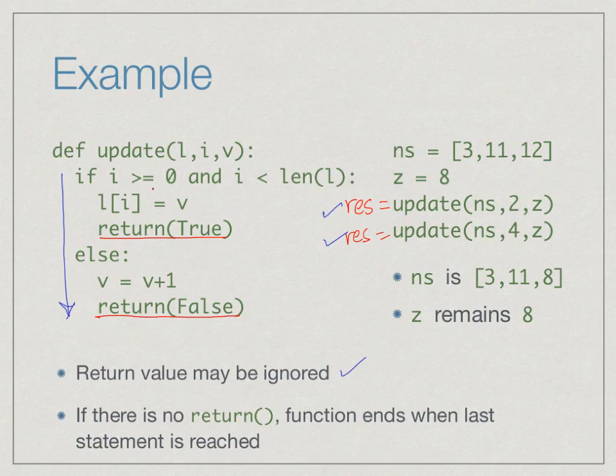A return statement is useful if the function computes a value and gives you back some result, which you will use later on. But you may have functions which don't have a return value, in which case you can either return some empty thing, or you can return nothing and everything will work fine.